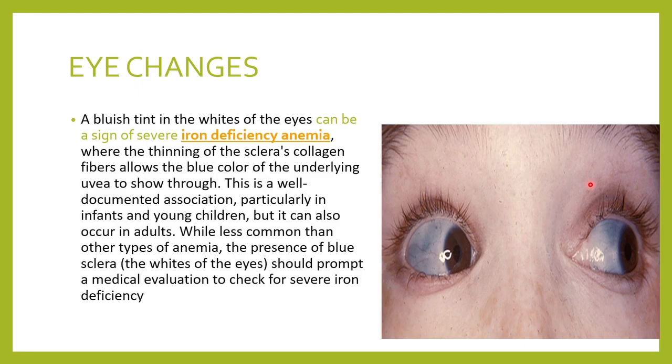Eye changes. Usually a normal conjunctiva is pink, but patients who are anemic have a very pale conjunctiva. Sometimes if you see the sclera of these patients, usually in children who are having severe iron deficiency, there is thinning of the sclera, and the collagen present here will allow the blue color of the underlying uvea to show through, and hence you get this bluish tinge. So such eye changes can also be seen in cases of anemia, especially severe anemia. You see this bluish tinge of the eye.